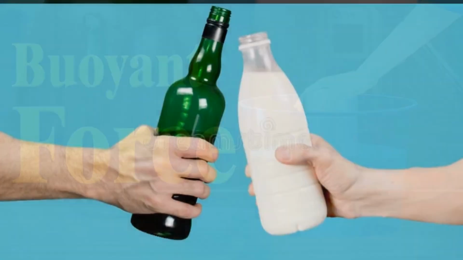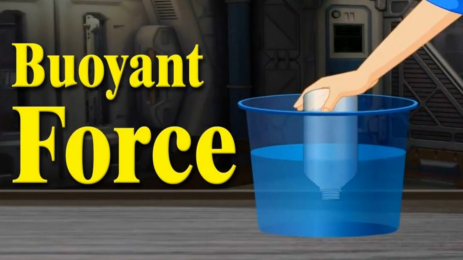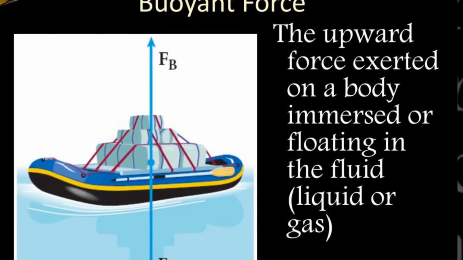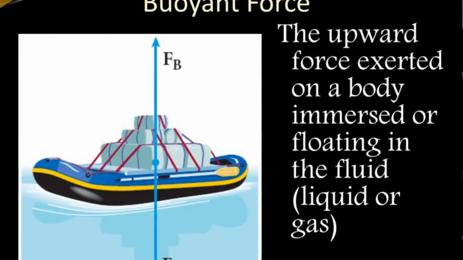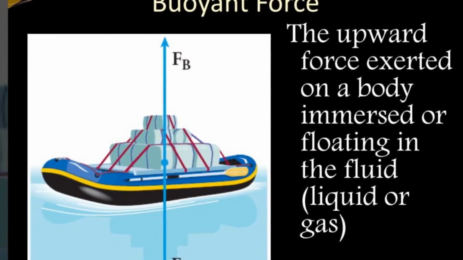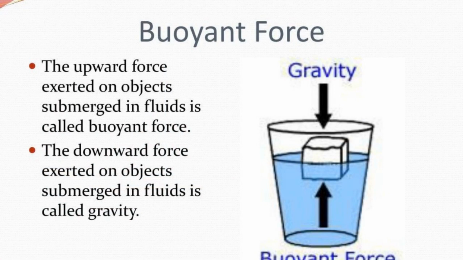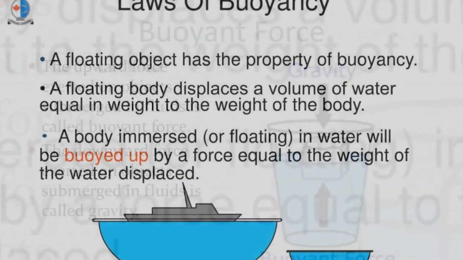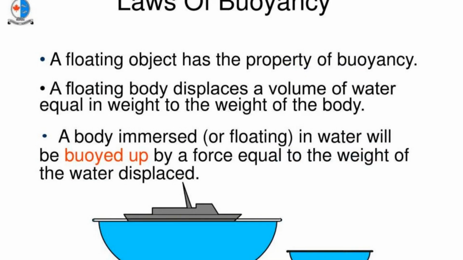Now, buoyancy and buoyant force. Buoyancy is the tendency of an object to float or sink in a fluid. Buoyant force is the upward force exerted by the fluid on the object. The buoyant force depends on the density of the fluid, the volume of the fluid displaced by the object, and the gravitational acceleration.